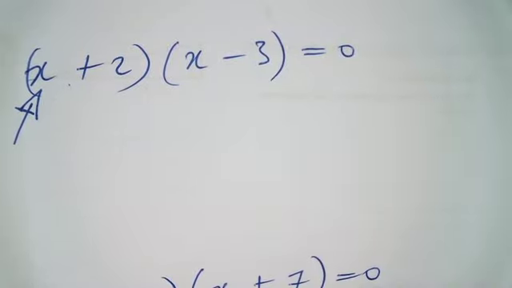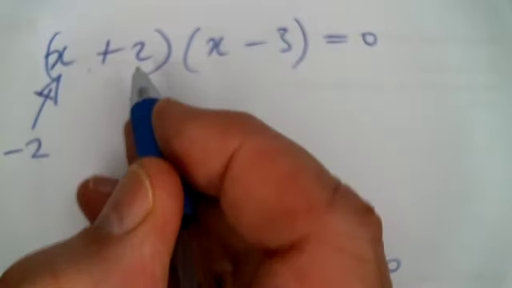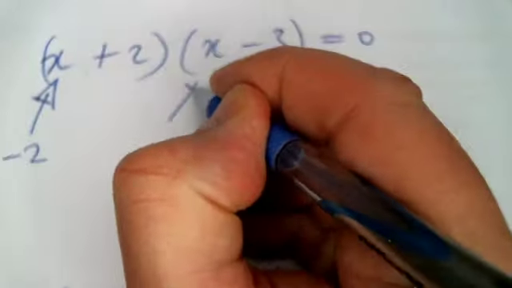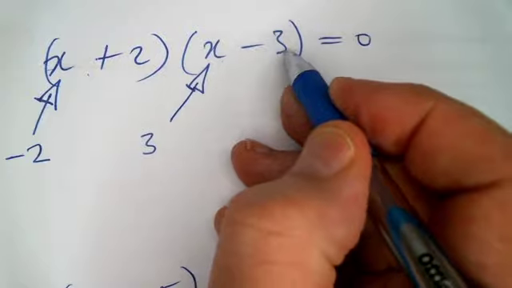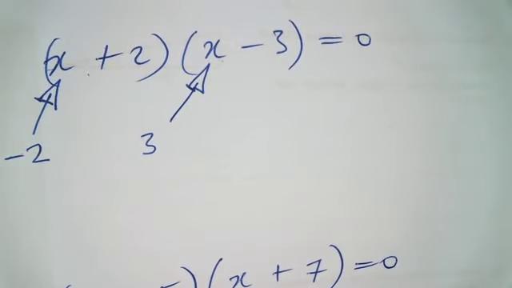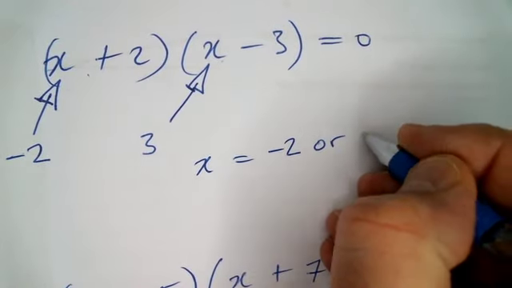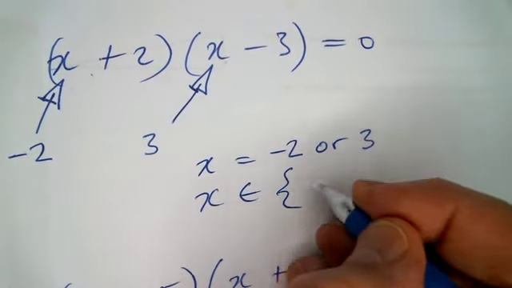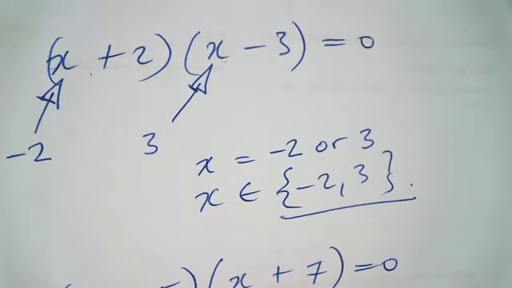So just by observation, we can say, well, this is a 2. Well, if I had a negative 2 plus a 2, then negative 2 and 2 would have to be 0. So negative 2 must be a solution. What about this one here? Well, if x was a 3, then minus 3 would be a 0. So my solutions are x is equal to negative 2 or 3. And I could write that as x is an element of, and I could just use curly brackets here, negative 2, 3. And that would be my solution.